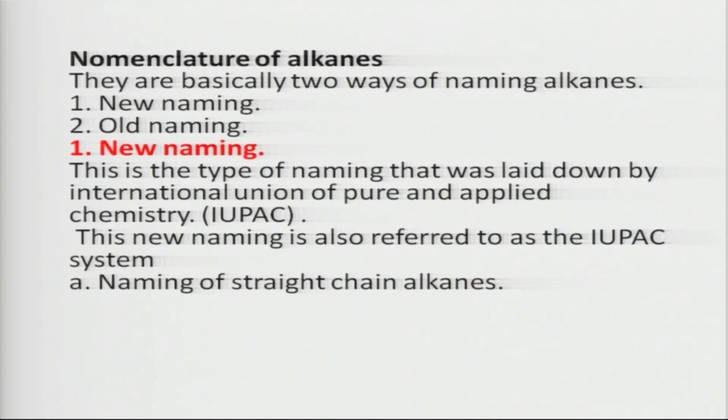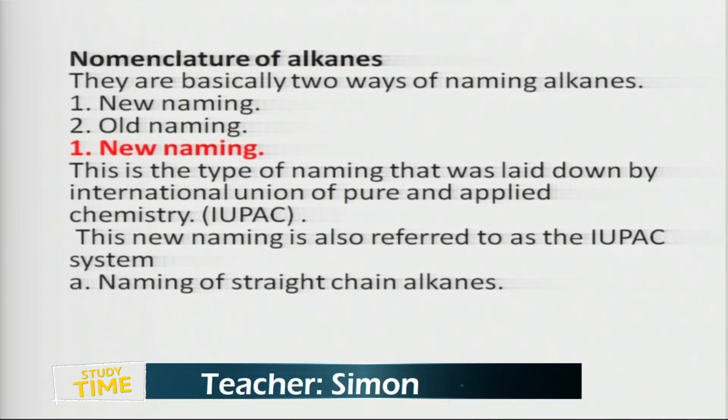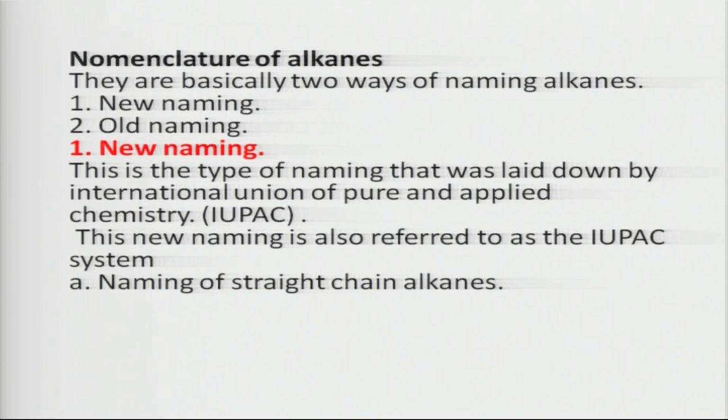It's a type of naming laid down by the International Union of Pure and Applied what? Chemistry. So we are going to talk about what we call the IUPAC system, or the systematic way of naming alkanes. This systematic way follows some what? Rules. But when you are naming straight chain alkanes, they are given what we call trivial names.